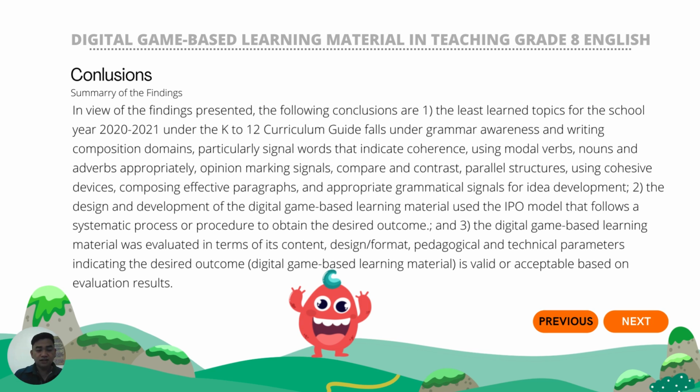Two, the design and development of the digital game-based learning material used the IPO model that follows a systematic process or procedure to obtain the desired outcome. Three, the digital game-based learning material was evaluated in terms of its content, design format, pedagogical, and technical parameters, indicating that the desired outcome, the digital game-based learning material, is valid or acceptable based on the evaluation results.